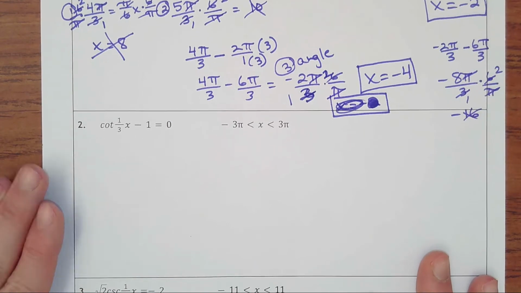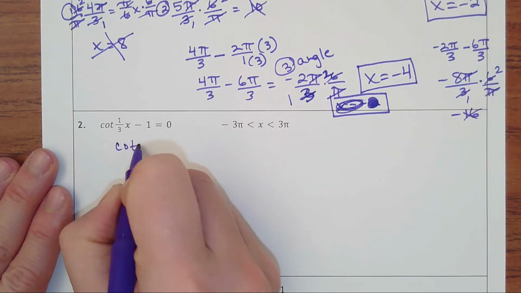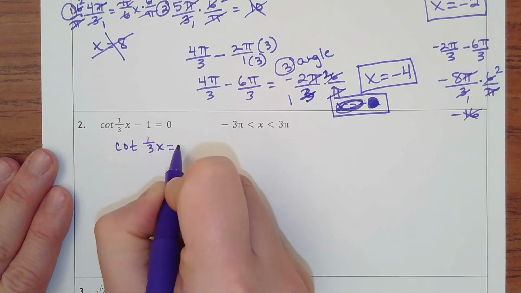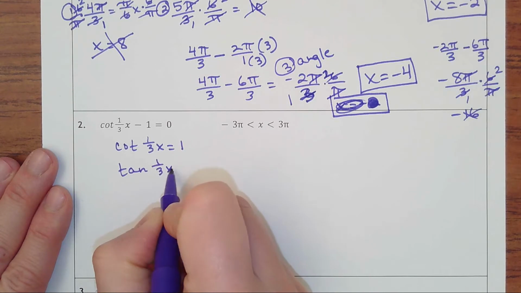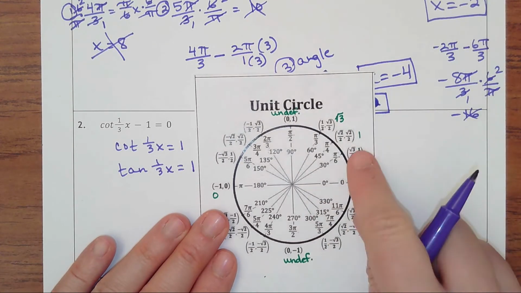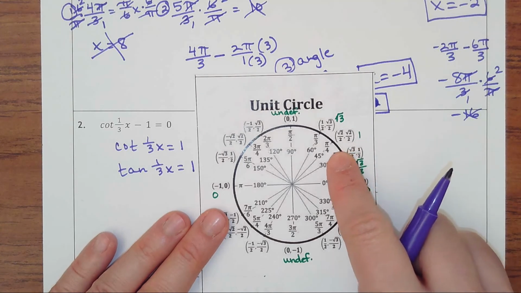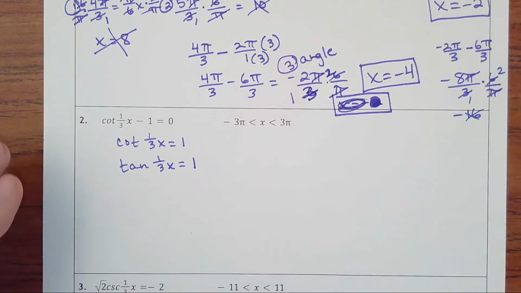All right, number 2. I want to isolate the cotangent part. We're going to add the 1 over. So cotangent of a third x is equal to 1. Switch this to make it tangent. Reciprocal of 1 is still 1. So where is tangent positive 1? That is our 45, so that would be pi over 4, and in quadrant 3 would be 5 pi over 4.